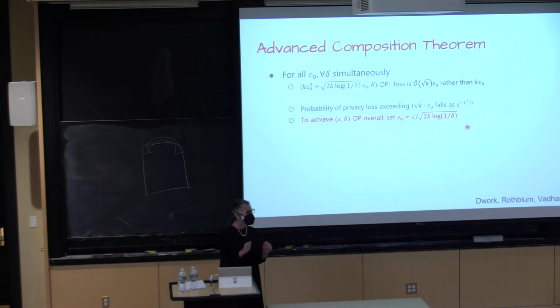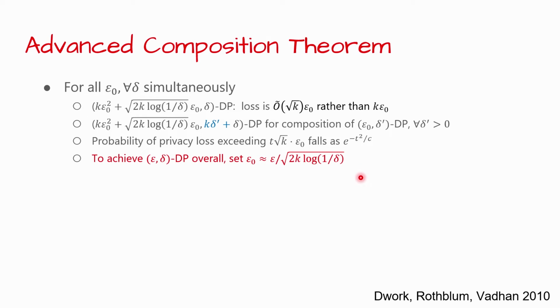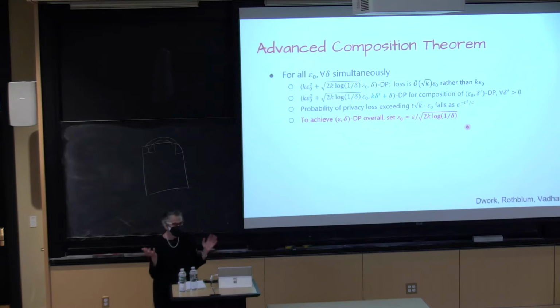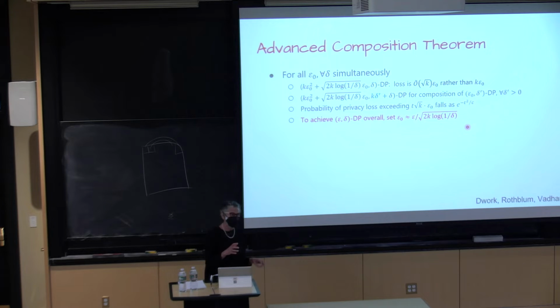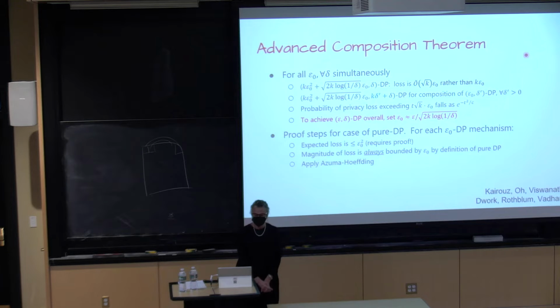By the way, I've been talking about composition of pure differentially private algorithms. A similar statement holds if I'm looking at the k-fold composition of epsilon naught, delta prime differentially private algorithms. So the intuition for what's going on is the same. It turns out that the proof is quite a bit more subtle for that case, and we're just going to ignore it today.